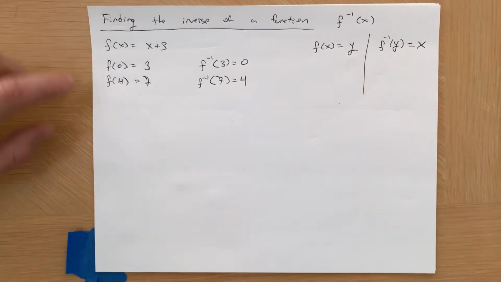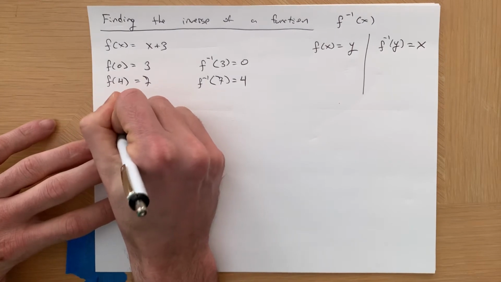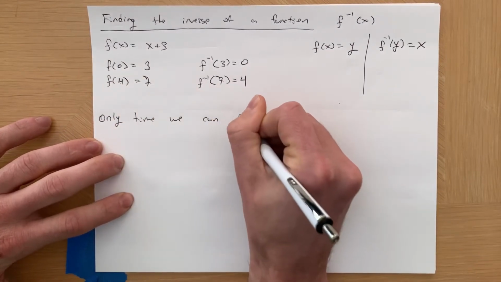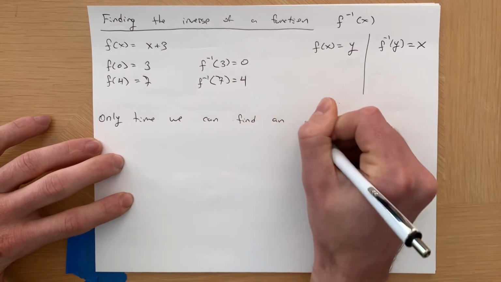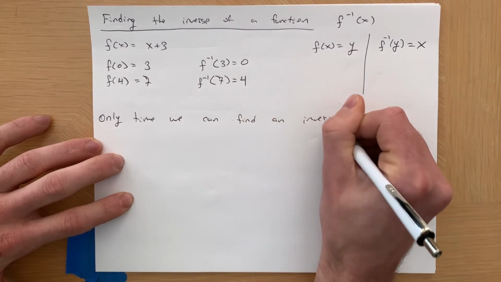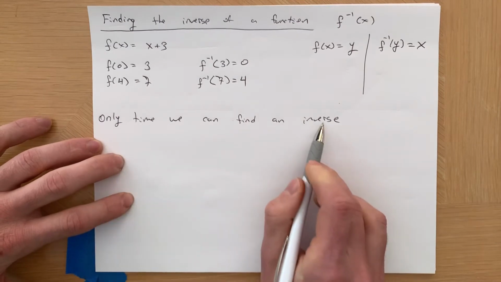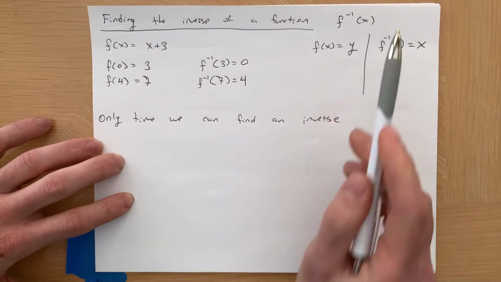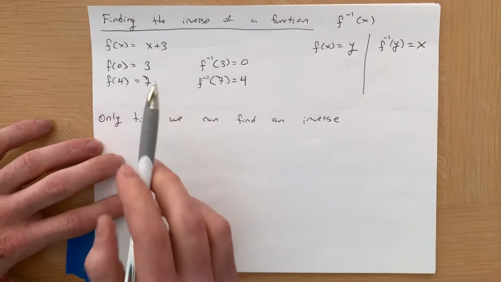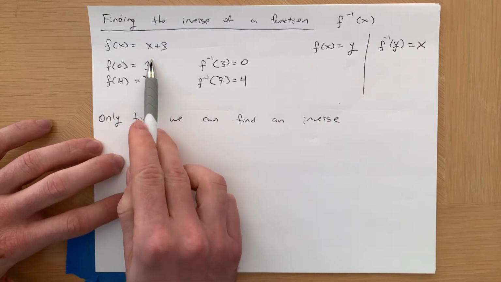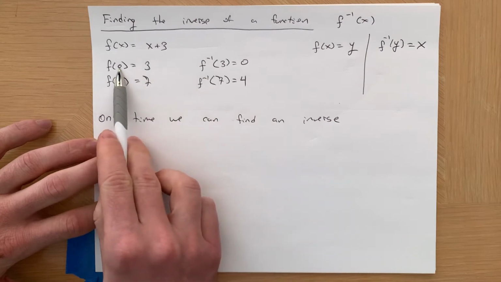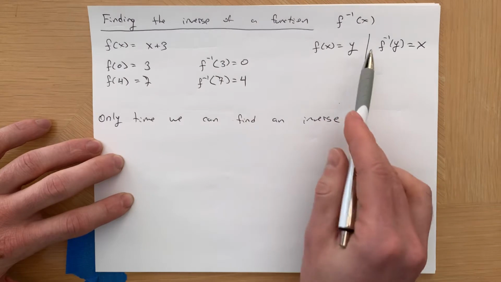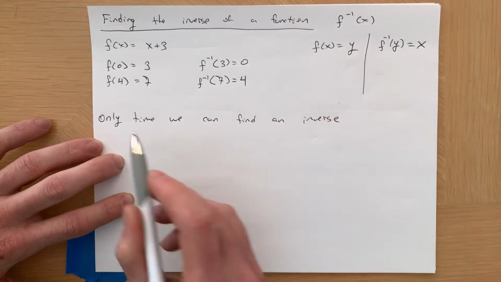And the only time we can find an inverse, so there's some times where we can't find this f inverse. In this situation, we'll see that we can, but there's a lot of times where we can't find a function. So say if we know f of 0 is 3, f of 4 is 7, we can't find a function that tells us this information. So this function may not exist, but we can.